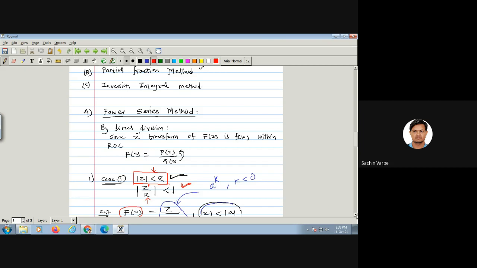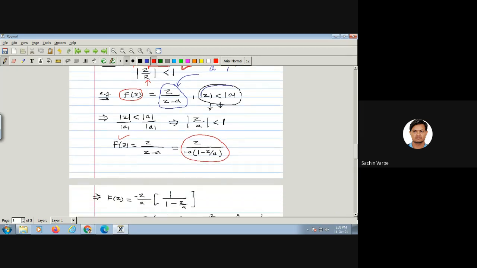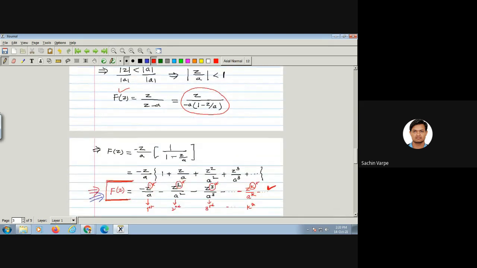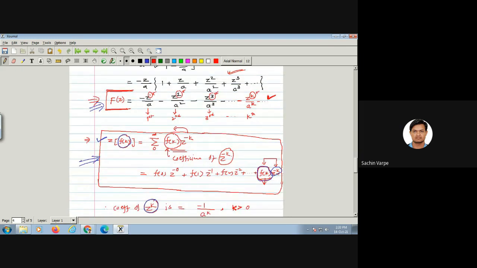And once I write that, I'll get the terms for the expansion. You can see here I have written f of z in terms of z upon a. So once I write that, I can expand it like this. See here, 1 upon 1 minus z by a, I expanded like this, and I can see in the expansion, when I multiply by minus z by a inside, all the powers of z are positive, right? Yes, sir. All the powers of z are positive, but we need the powers of z to be negative.